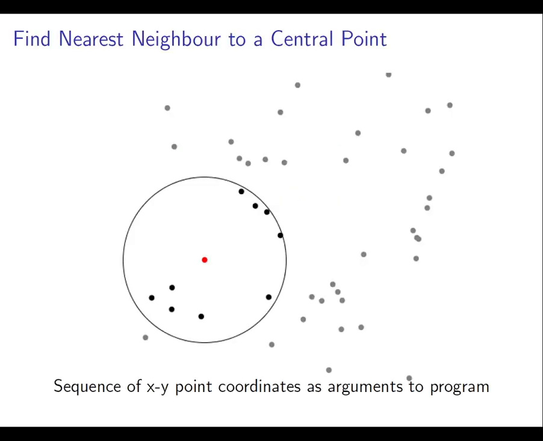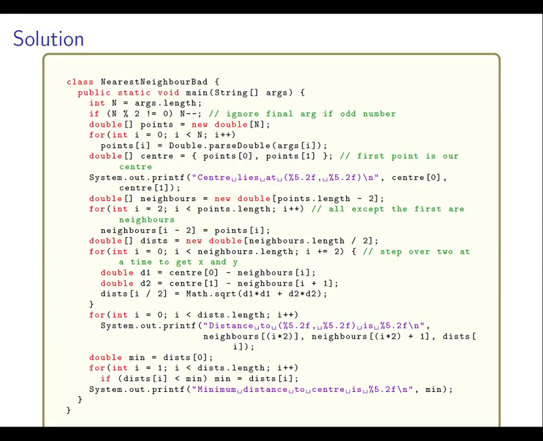So here's the problem. Suppose that what we want to do is to give a sequence of xy point coordinates as the arguments to our program, and we want to have one of them identified as the red point, which we're going to call the centre, the special point of interest. And what we want to do then is to look at all the others, and we want to have our program calculate which of the other points is closest in Euclidean distance to our red point. Here's the solution.